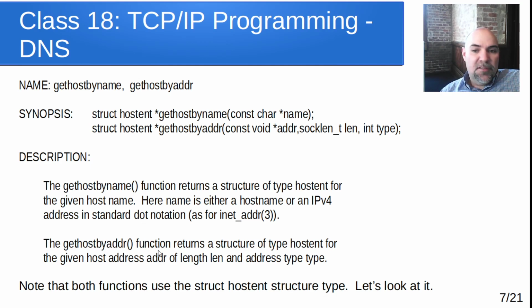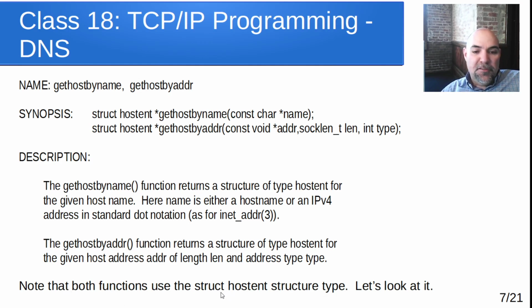Get host by address, it says that function returns a structure of type hostent. They both return the same thing, but this one is given a host address addr of length n. So this version, rather than a string, accepts a structure that already has the address data filled into it. That would include the normal stuff that the addr structure that we set up to make the connections. So the one we're going to focus on is get host by name.